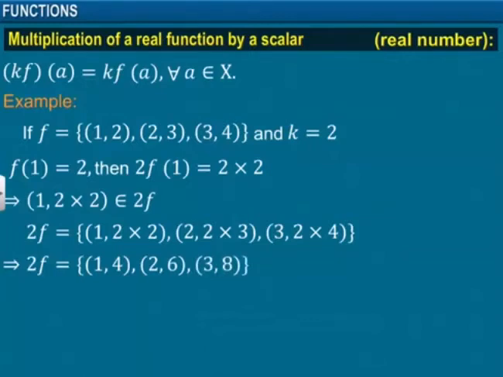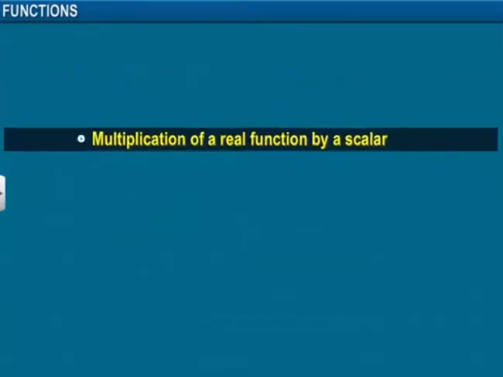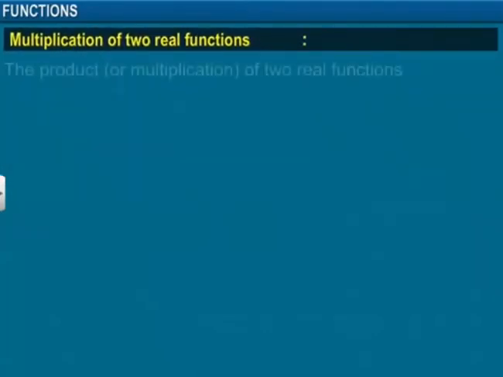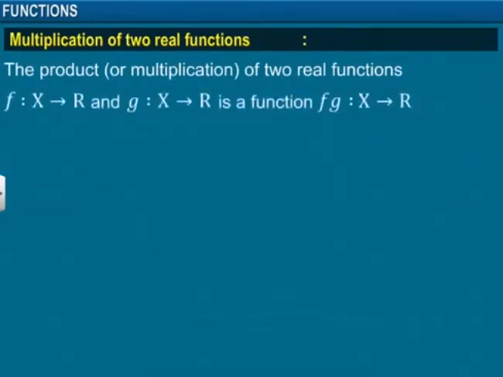Let's now learn the multiplication of two real functions. The product of two real functions, f and g, from X to R, where X is a subset of R, is a function fg from X to R, defined by (fg) of a is equal to f of a multiplied by g of a for all a belonging to set X.